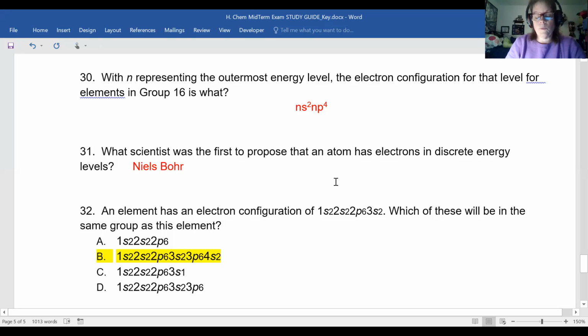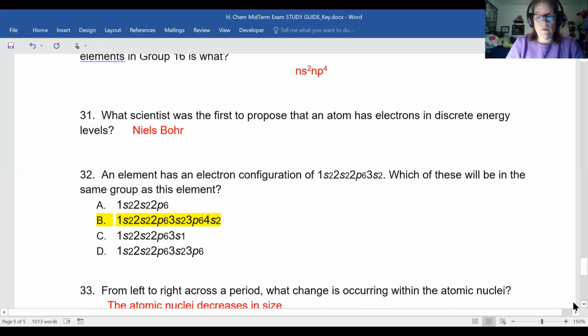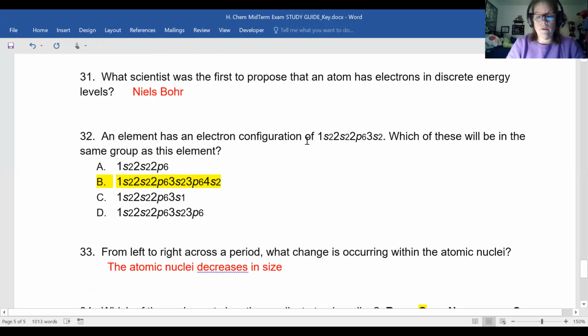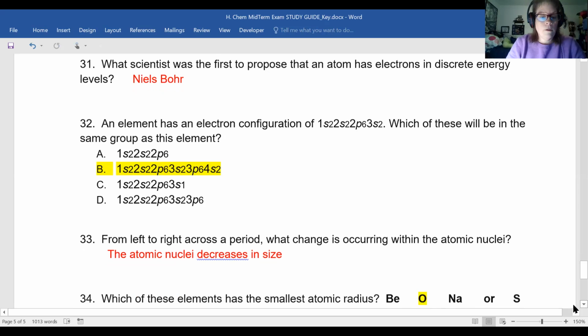31, what scientist was the first to propose that an atom has electrons in discrete energy levels? That was Niels Bohr. Another electron configuration, an element has an electron configuration with this right here. Which of these will be in the same group? Well, it's letter B, and really you could go through and figure out what each one of these elements were. But if you look at the end here, ends with 3s2, look for the one that ends in s2, and there's really just this one right here. Okay, which that would be group 2.